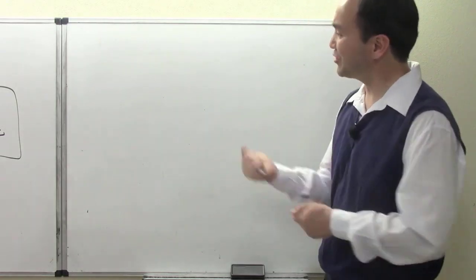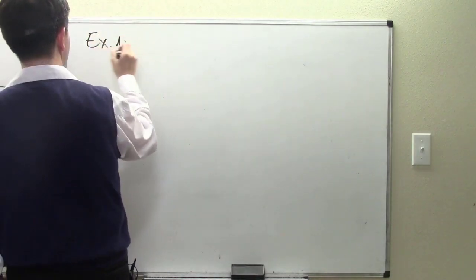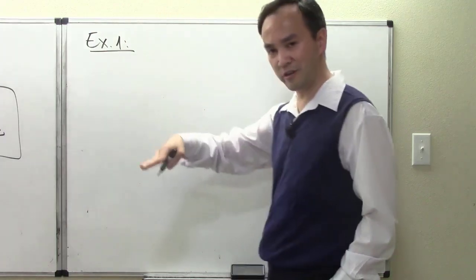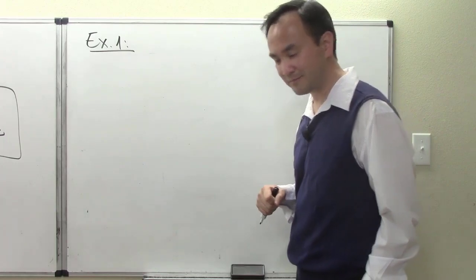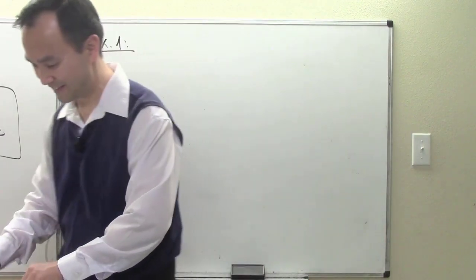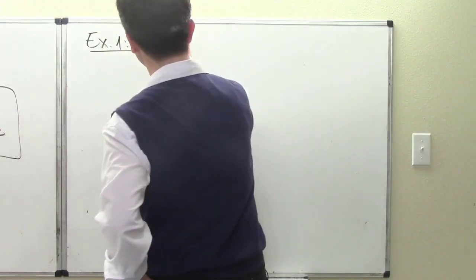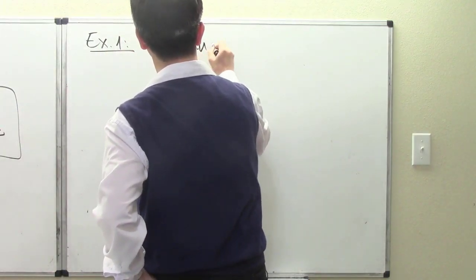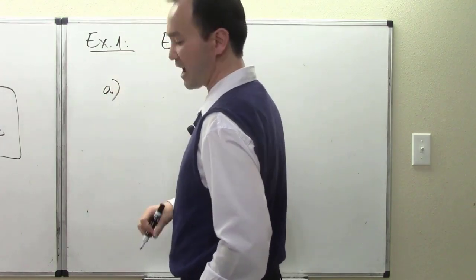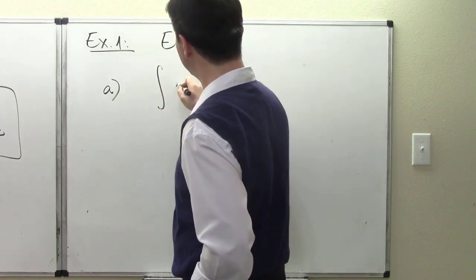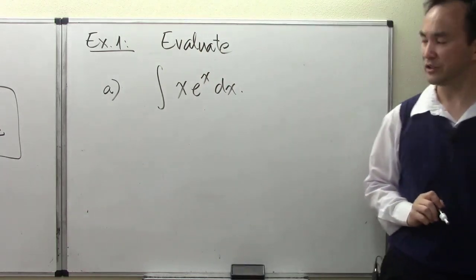Okay. So now, in the first formal example in this particular lecture, in order to order all of the examples, I call the first problem Example 1. So let's evaluate. All right. And I'm now going to call that part A. The integral of x times e to the x dx.